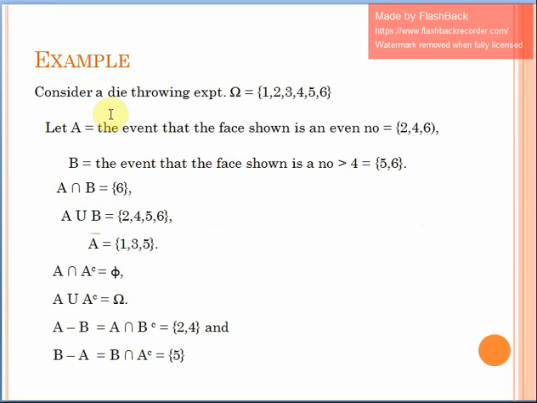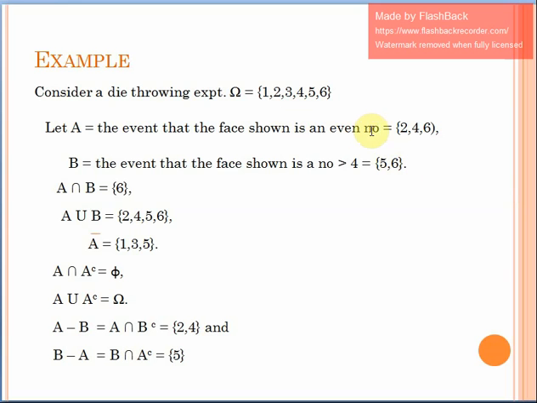Take the example of a die. Consider a die throwing experiment. So what is my sample space? My sample space is 1, 2, 3, 4, 5, 6. The event A in this case is even number. So what are the members of even number? When a die is thrown, the possible outcomes are 2, 4 and 6. And B is taken as the face shown is a number which is strictly greater than 4. So what are the members of event B? These are the two members of the event B: one is 5 and the second one is 6.